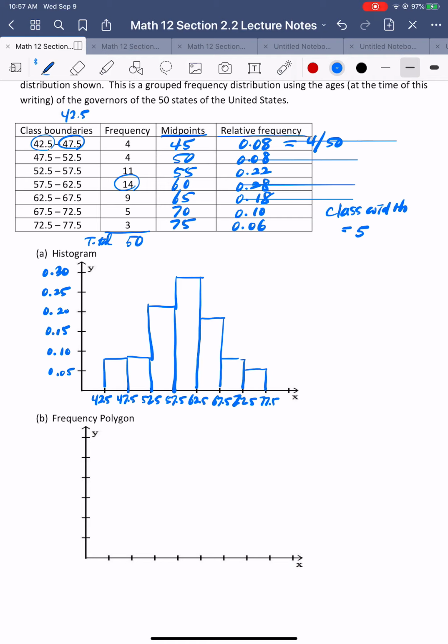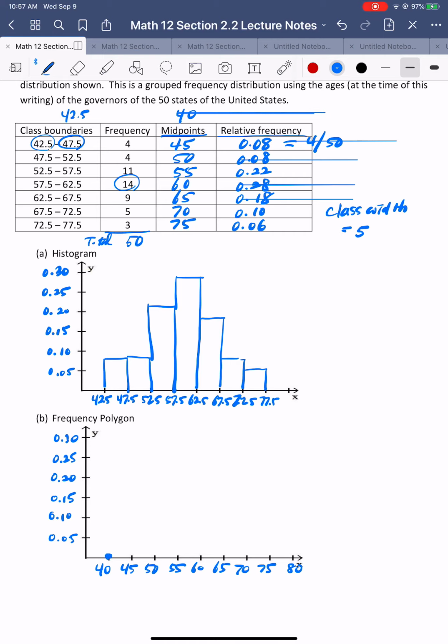So, for the frequency polygon, we're using the midpoint, and the midpoint below the 45 is at 40, right? So starting from the 40, 45, 50, 55, 60, 65, 70, 75, and then we go up to 80, be close, okay? And then we are using the frequency too, so I want to say 0.05, 0.10, 0.15, 0.20, 0.25, 0.30. So 40 is a 0.